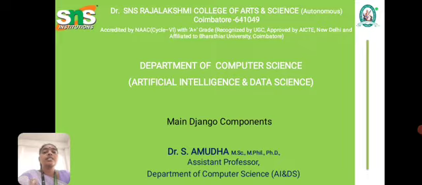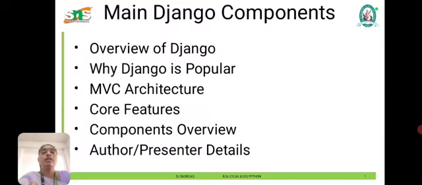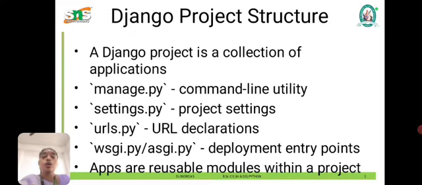Today we will discuss the main Django components. We already discussed the introduction to Django and MVC architecture. Now Django has a certain group of components available. We discuss the overview of Django, why Django is popularly used, MVC architecture and core features, and the component overview. These are all the components.